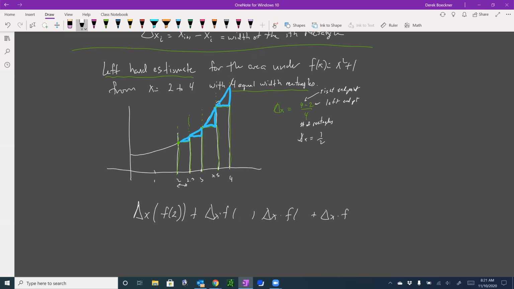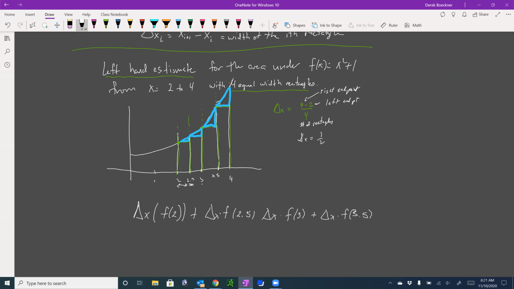my left-hand endpoint for the next rectangle is at 2.5, right? So I want f of 2.5. Then I get to take the left-hand endpoint's 3. And then I get to take the left-hand endpoint's 3.5. I was getting a little carried away. I wasn't doing just integer stuff.